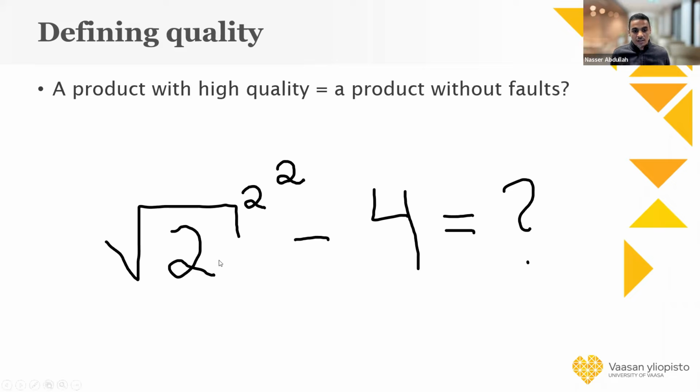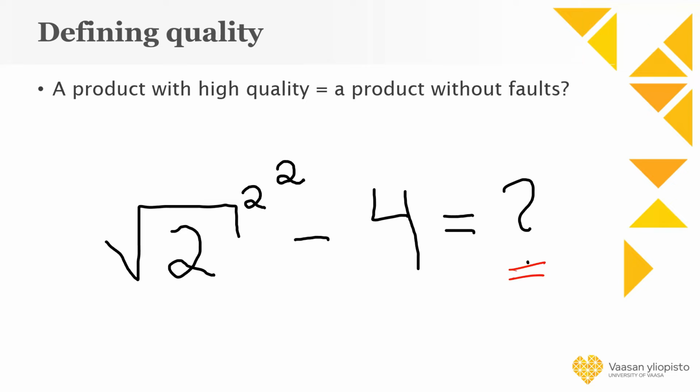So you see here, we have square root of 2 and then power 2 minus 4. So what do you think the result of these calculations should be? 0. No, not exactly. I think there are no errors here. I mean, if you calculate it, the result is 0.